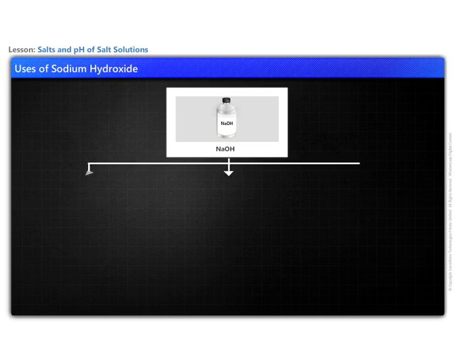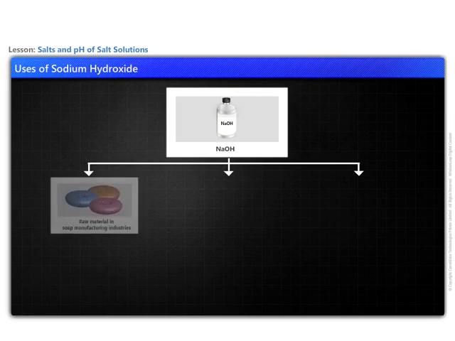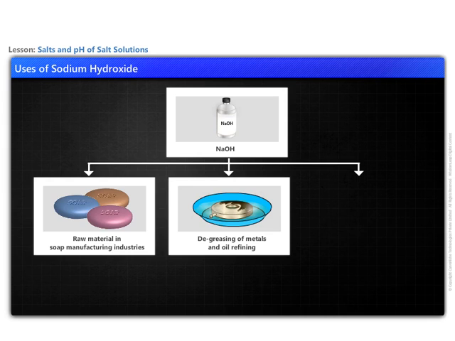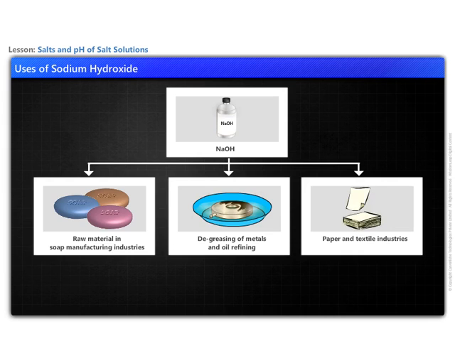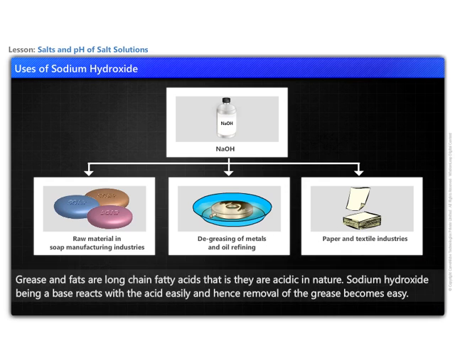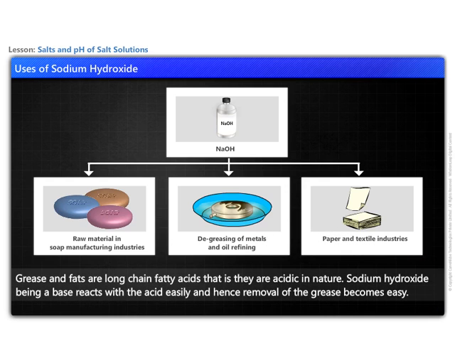Sodium hydroxide is very useful. It is used as a raw material in soap manufacturing industries. It is used for degreasing of metals and oil refining, and in paper and textile industries. Can you guess why sodium hydroxide is used for degreasing? Grease and fats are long-chain fatty acids, that is, they are acidic in nature. Sodium hydroxide, being a base, reacts with the acid easily, and hence removal of the grease becomes easy.